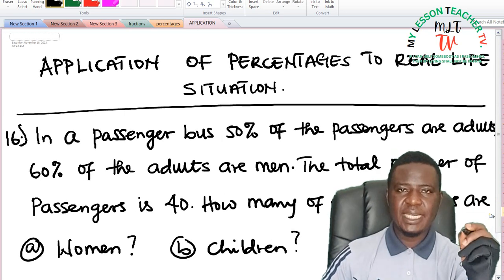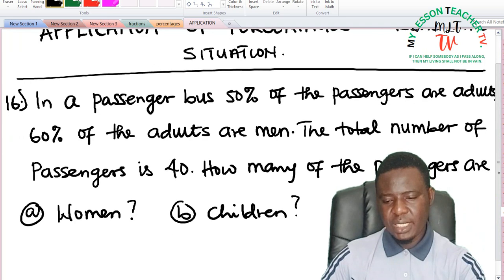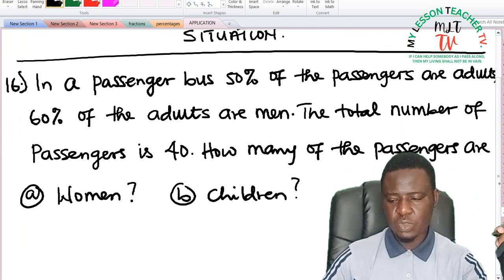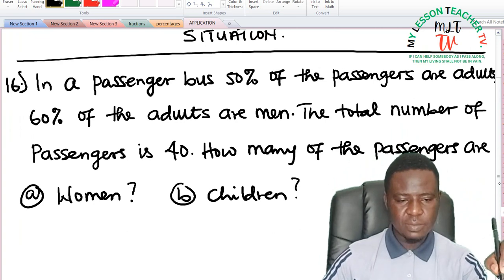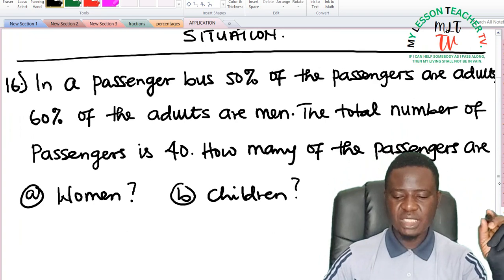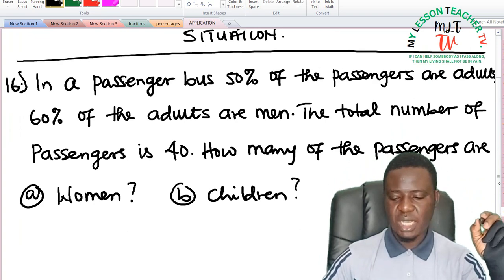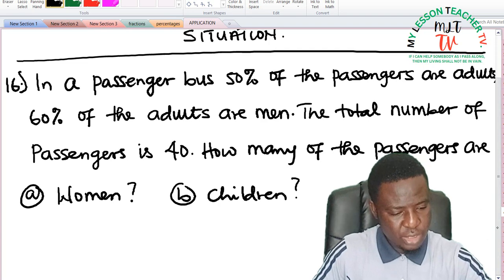Question 16 on application of percentages to real-life situation reads: In a passenger bus, 50% of the passengers are adults, 60% of the adults are men, the total number of passengers is 40. A, how many of the passengers are women? And B, how many of the passengers are children?